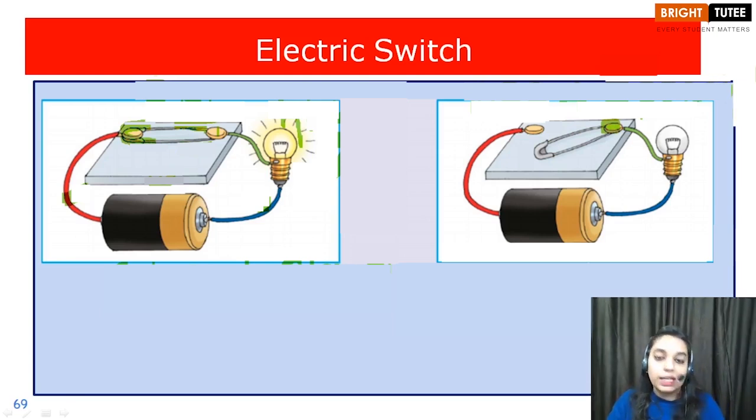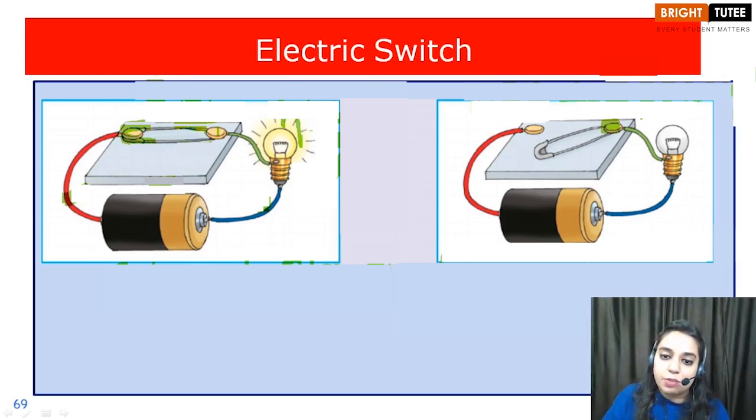So you should not get confused, because most of the students get confused that when the switch is on, it means it is an open circuit. No children, when the switch is on, the circuit is closed, because only when the circuit is closed can the current flow through it, right? So whenever the switch is on, we say that the circuit is closed and the current will flow properly and the bulb will glow.